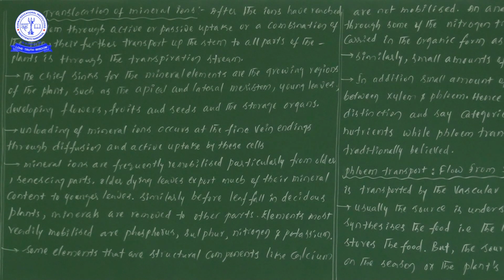The point we are going to discuss here is that mineral ions move frequently from one place to another place. That's why we have used the word remobilized. Particularly, we will observe the mobilization of minerals from the older leaves to young parts, and older dying leaves export much of their mineral contents to the younger leaves. One point we have to remember carefully: all the time the mineral ions are remobilized from the older regions to younger regions. Older regions to younger regions. This is the important point to save in your mind.